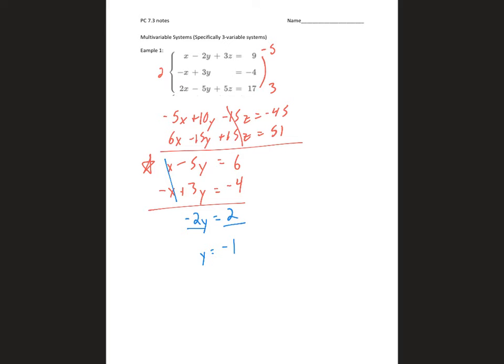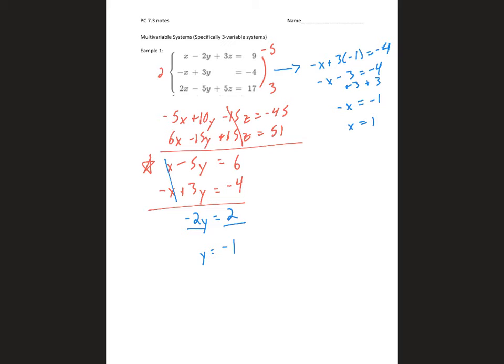To save myself some work, I'll just plug that into the second equation. -x plus 3 times -1 equals -4. So we've got -x minus 3 equals -4. Add 3 to both sides. -x equals -1, so positive x must equal +1.